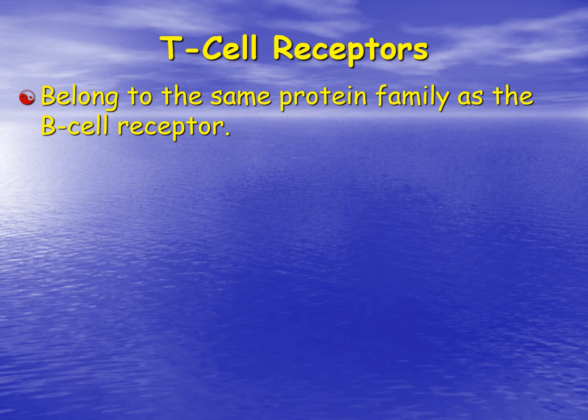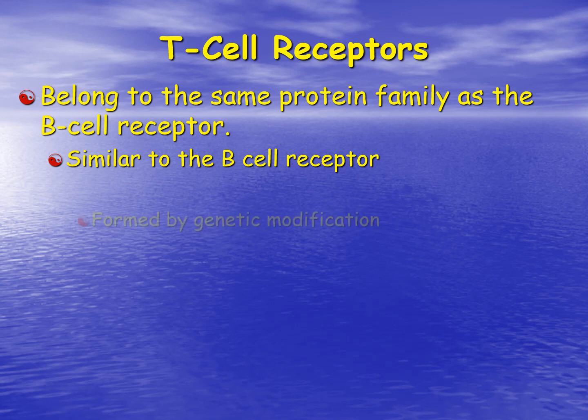T cell receptors belong to the same protein family as the B cell receptor. So they're similar in the fact that they have a variable and constant region.